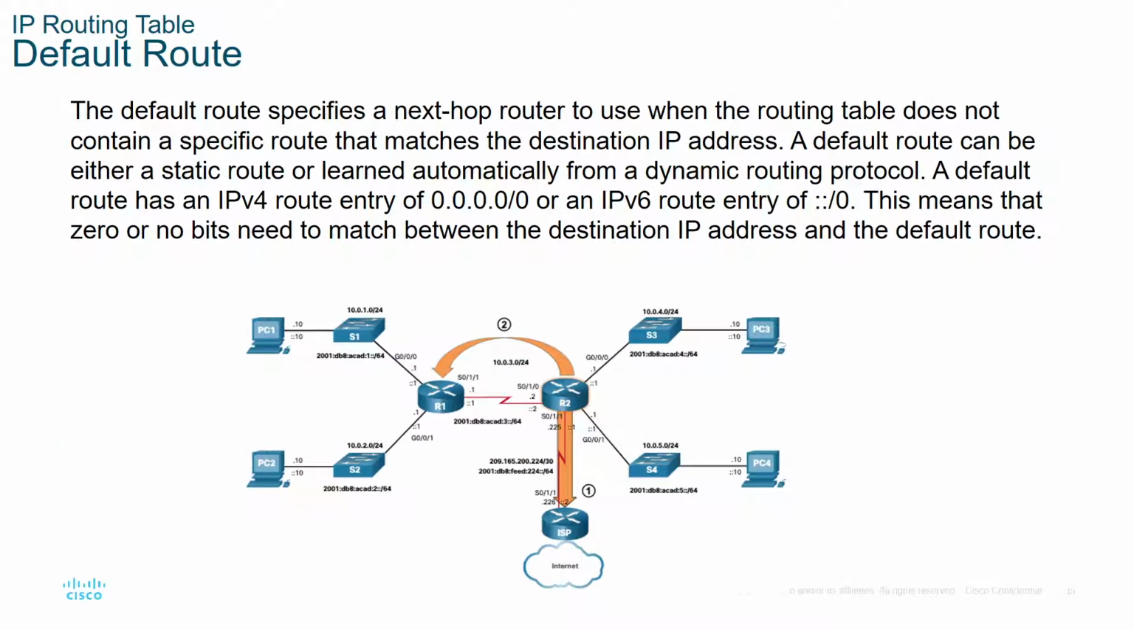The default route. The default route specifies a next hop router to use when the routing table does not contain a specific route that matches the destination IP address. The default route can be either a static route or learned automatically from a dynamic routing protocol. A default route has an IPv4 route entry of 0.0.0.0/0 or an IPv6 route entry of ::/0. This means that 0 or no bits need to match between the destination IP address and the default route.